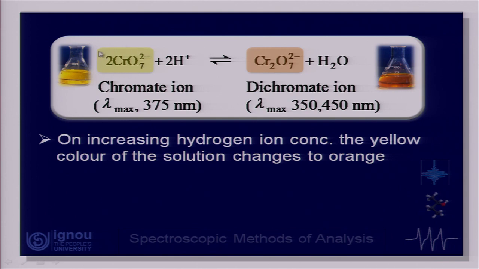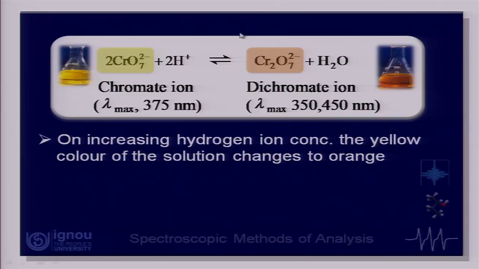chromate ions are yellow colored, that is the solution of chromate ion shown there. If I add some acid to that, as the concentration of hydrogen ion increases, the color of the solution changes from yellowish to orangish, and this is because of the presence of dichromate ion. That means there is a change in the absorbing species. We can even see here that the chromate ion has a lambda max of about 375 nanometers, whereas dichromate ion absorbs around 350 and 450 nanometers. That means there is a change in the composition of the absorbing medium.